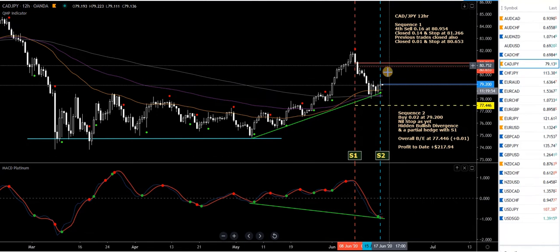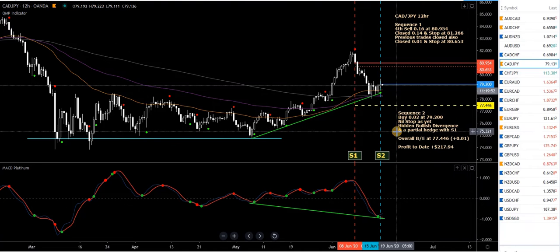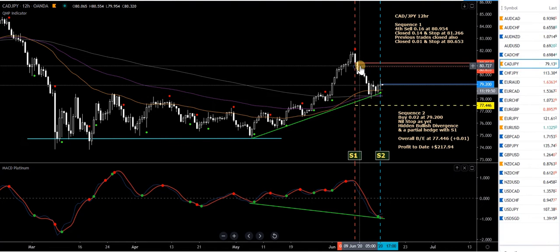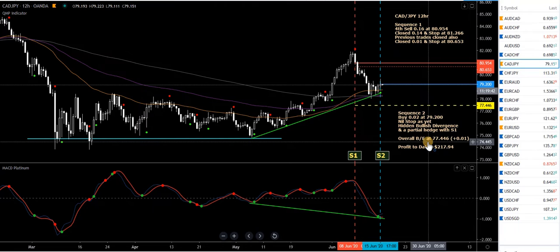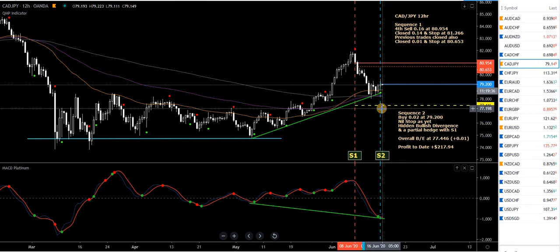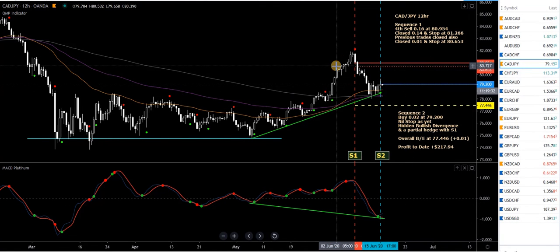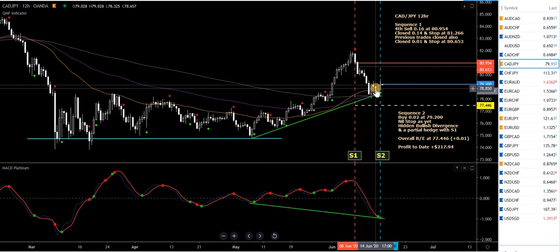So I've taken a buy, got a sell. Now, there's hidden bullish divergence and there's a partial hedge with sequence 1 because we're short 1, long 2. Overall break-evens at this yellow dotted dash line at 77,446 because we're net plus 0.01 overall. As long as price stays above that yellow line, I'm in profit for both trades. So at the moment, I'm looking all right on that one.